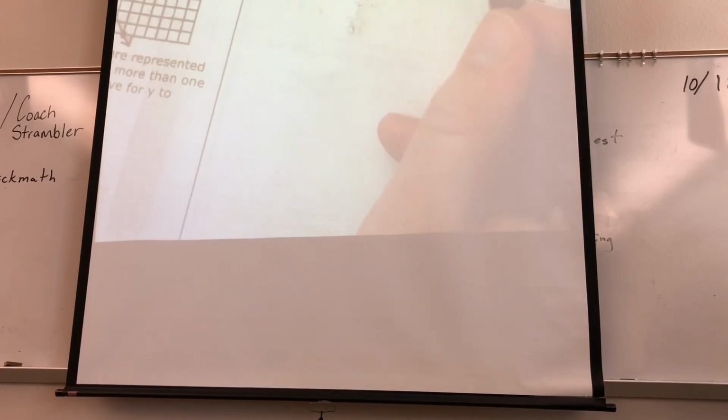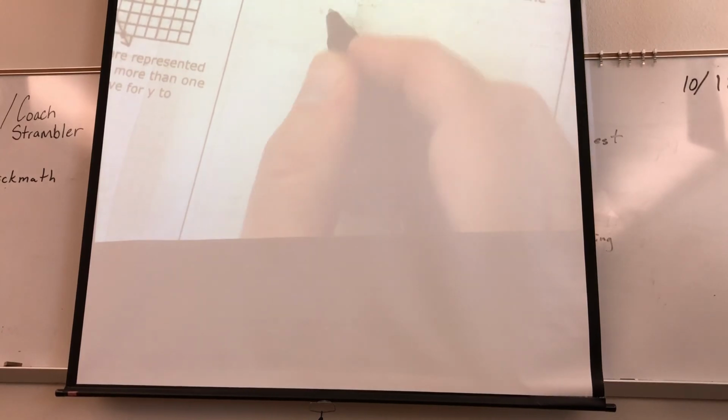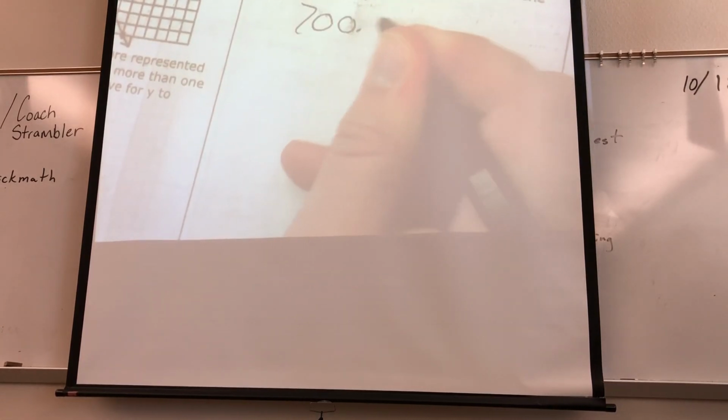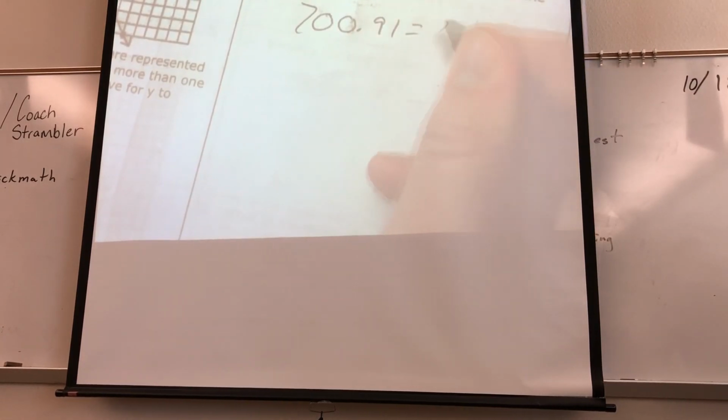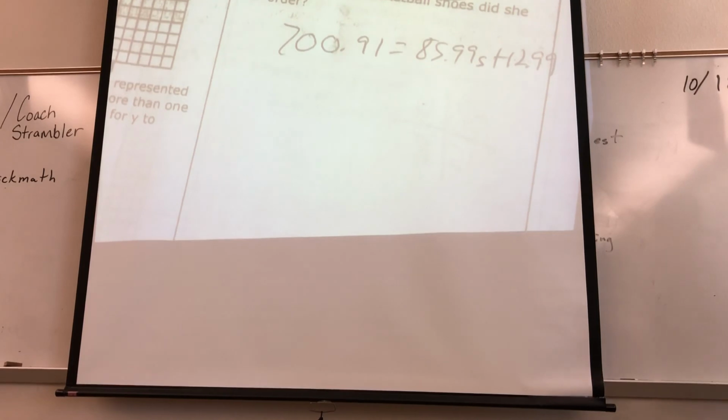On this one, this is the money she spent. It goes in for cost. 700.91 is equal to 85.99s plus 12.99. You can numerical solve that one at that point.